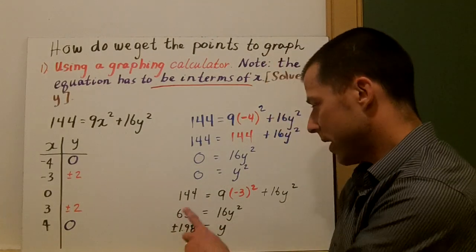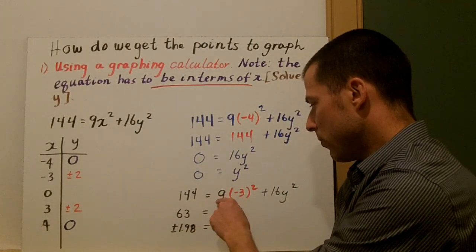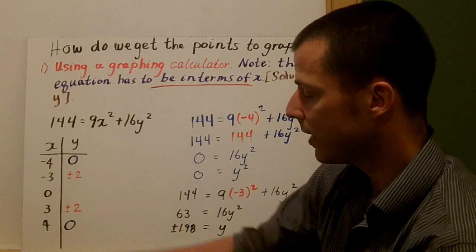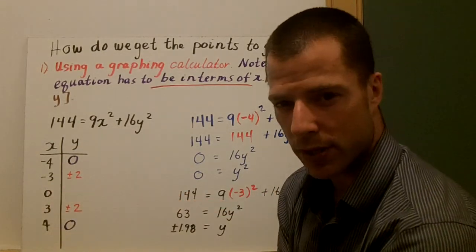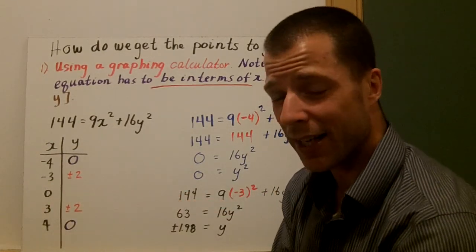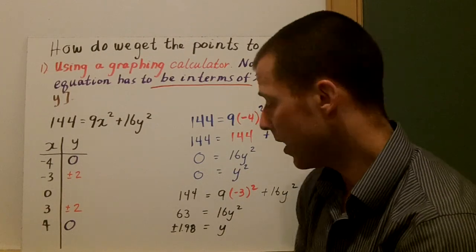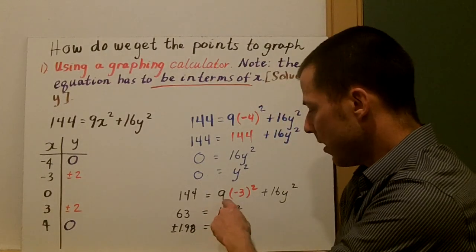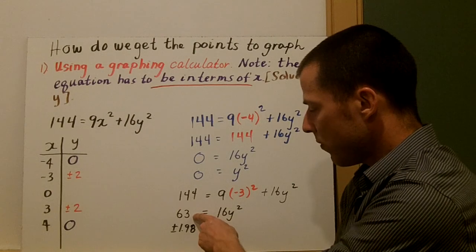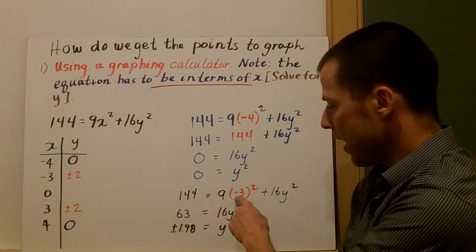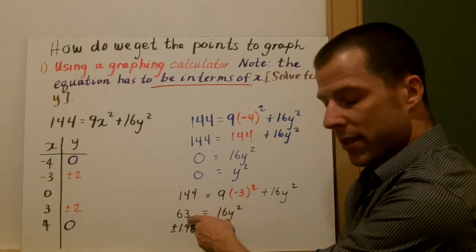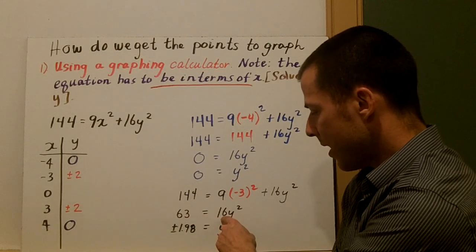Now, I did one more example, 144 equals 9 times -3 squared. I plugged in -3, and you notice how it's plus or minus 2. It's really not. It's really close to that answer, but we round it up. So if you subtract 81 from 144, you get 63. Okay, 9 times 9 is 81. Subtract, you get 63. You divide each side by 16.